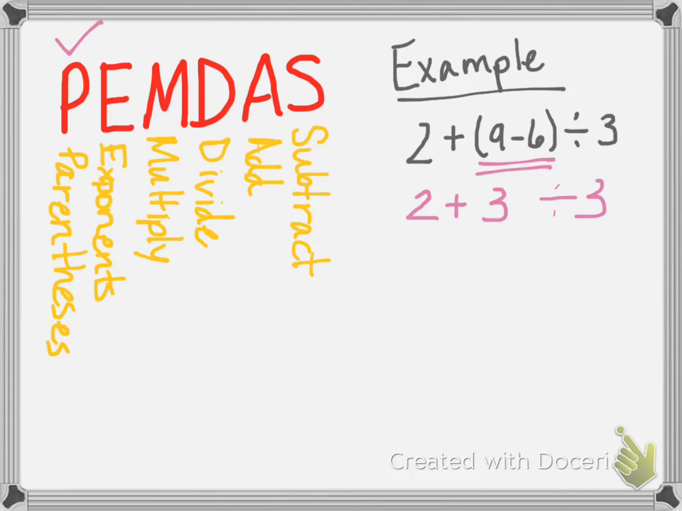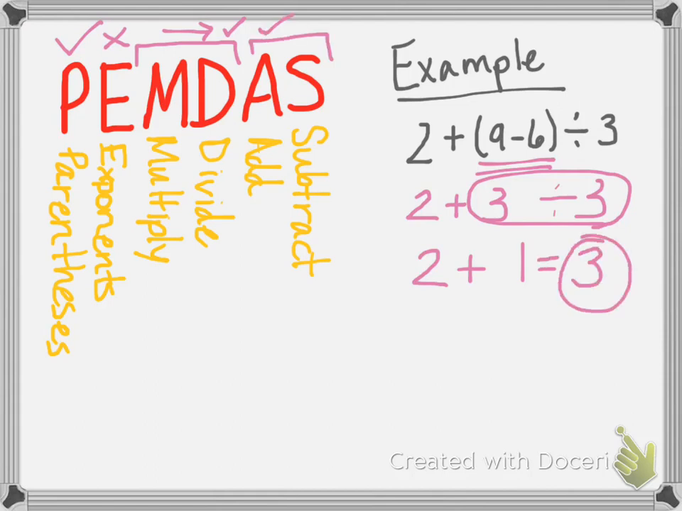So you know what the next step is. Multiplication and division from left to right. So we have a division problem, 3 divided by 3. So now we have 2 plus 1. And of course that's 3. So you should have this written in your notebook, and I do have more example problems coming up next.